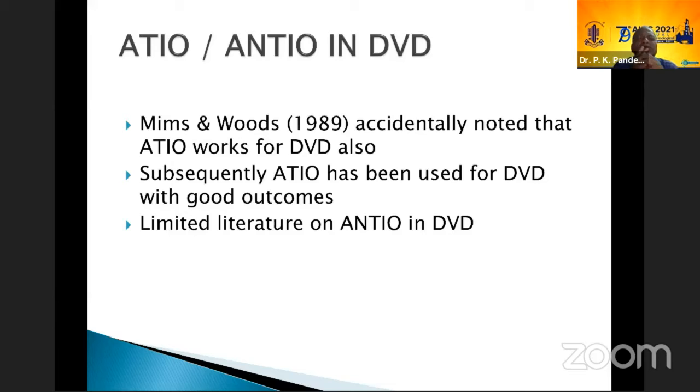Now, this is one of the main indications for the DVDs, the main indications for ATIO and ANTIO. Of course, other situations are there. It can also be done as a second procedure, that you have done some inferior oblique surgery and the effect has not been good, as we have been talking that these are quite often undercorrected. So if they are undercorrected, you may convert the recession into ANTIO, or if it was an ATIO, you can also convert it into ANTIO. So that can be done.